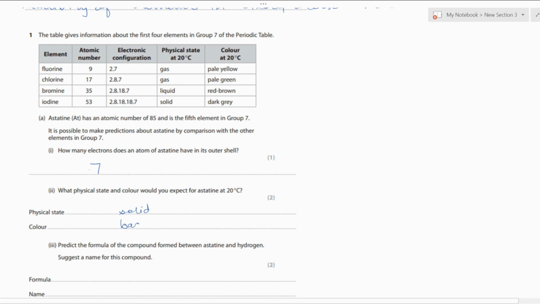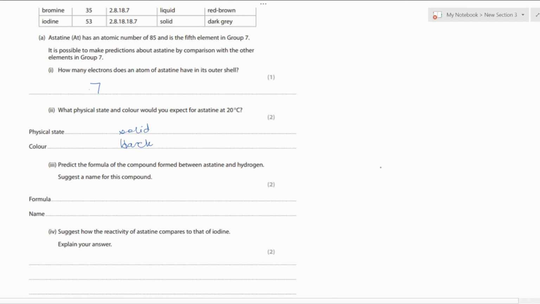Good. Okay, let's predict the formula for astatine and hydrogen. So let's say hydrogen and astatine is At. What can be their formula? What is the charge on hydrogen and what is the charge on astatine? +1. Astatine is, okay. So what will be the formula? HAt. Okay, and what would be the name of this? Like hydrogen chloride, hydrogen fluoride. So what would be the name? Astatide.